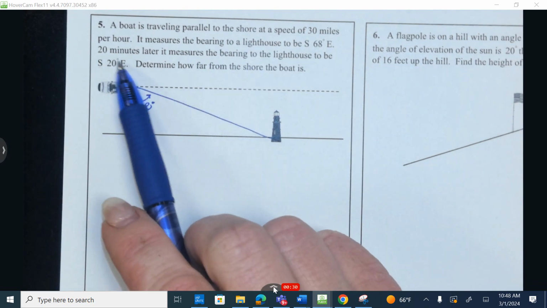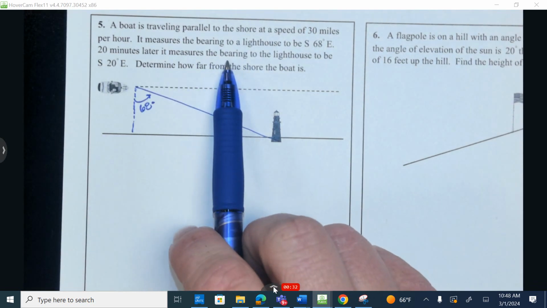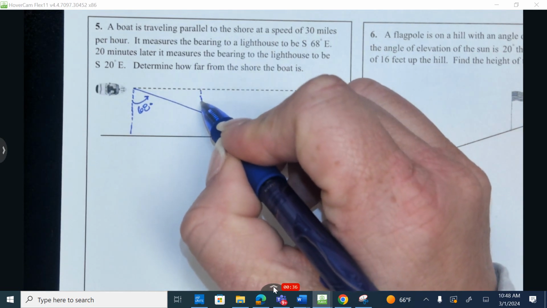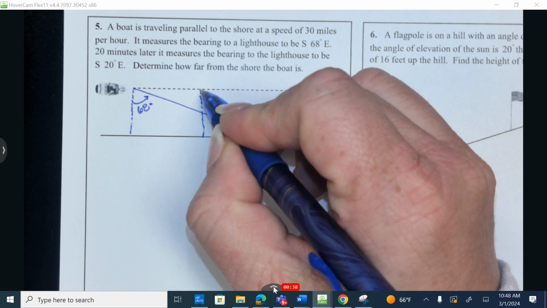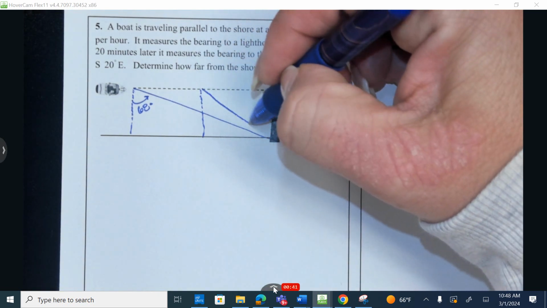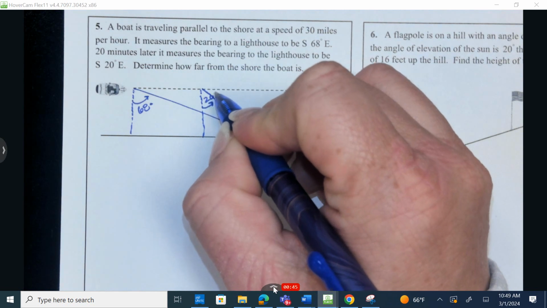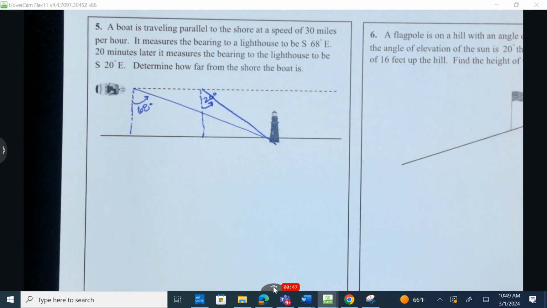20 minutes later, it has a different bearing measurement. So 20 minutes later, I'm going to make another one of these. And again, it swings out and goes directly back to the lighthouse. And it swings 20 degrees south and then to the east.